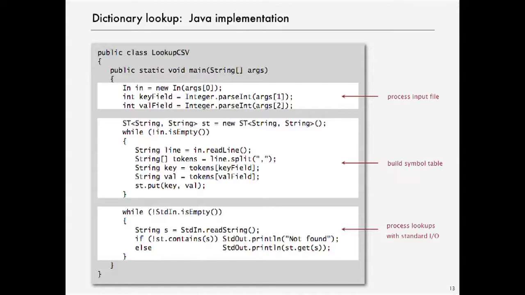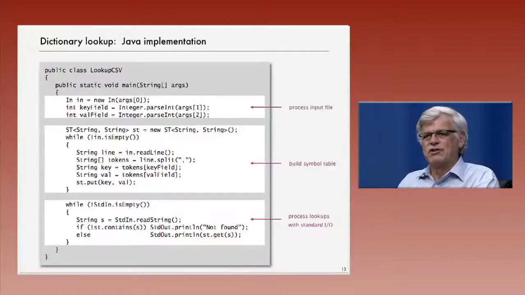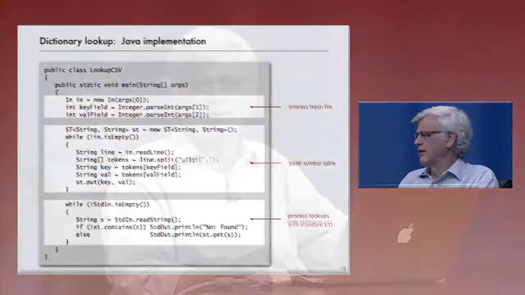Then there's a while loop where we just read a new line, in.readline, and then split according to comma into tokens in an array. And then the index in the array is going to be the fields that we're going to use. So the key is the string in the key field entry of the array, and the value is the string in the val field entry in the array, and we simply put that in the symbol table. So this while loop just builds the symbol table from the file. Then from standard input, we take queries, just read a string, check if the symbol table contains the string. If it doesn't, print not found, and if it does, print the value associated with the key. So a very small amount of code based on our symbol table implementation that gives us the dictionary functionality.